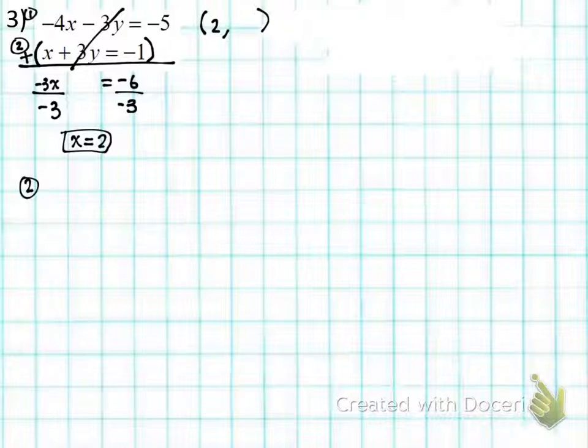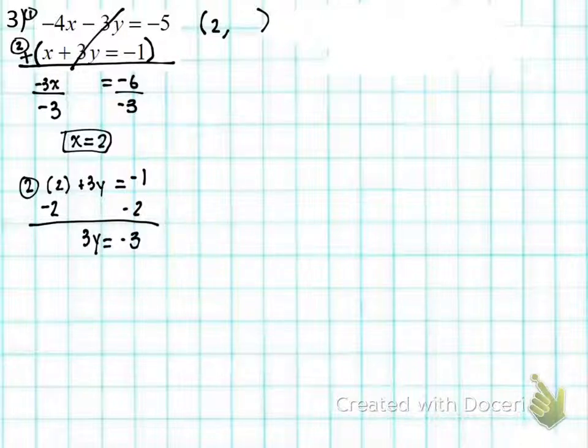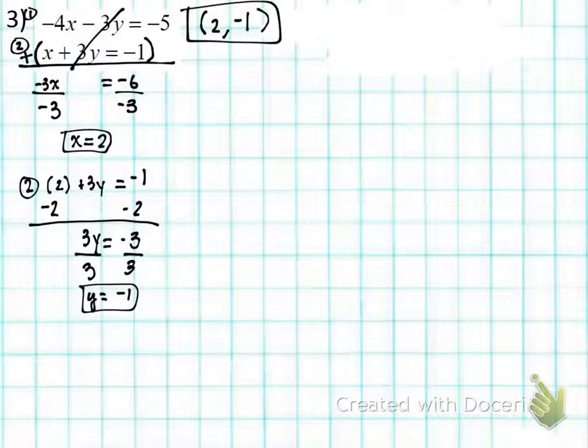Let's do the second one just for the sake of trying something new. So instead of x, I'm going to replace it with 2, so we have 2 plus 3y is equal to negative 1. We want to combine like terms, so I'm going to subtract 2 on both sides. We got 3y is equal to negative 3, so y is equal to negative 1. Then we put this at the top like so. Any questions on number 3?